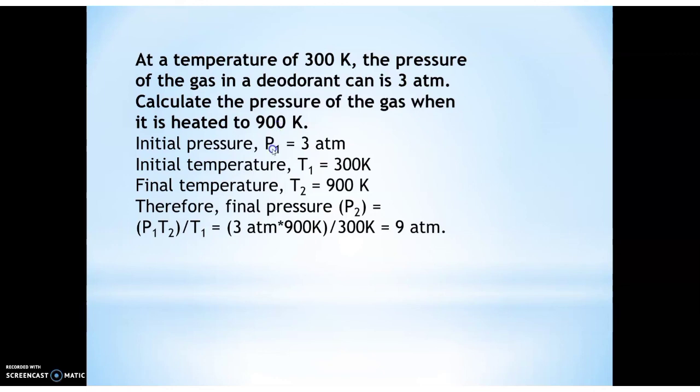So, P1 is given, that is 3 atmospheric pressure. T1 is given, 300 Kelvin. T2 is given. We know the formula, so we can apply this. So, P1 by T1 is equal to P2 by T2. So from that, P2 is equal to P1 T2 by T1. If you apply all these values, we will get the pressure, that is 9 atmospheric pressure. This is all about Charles law and Gay-Lussac's law. They are very similar and it's very easy.